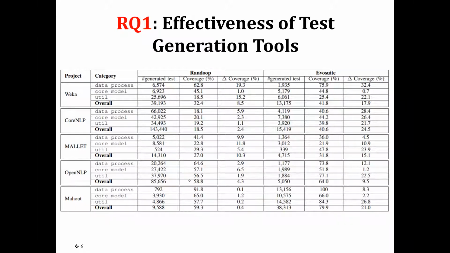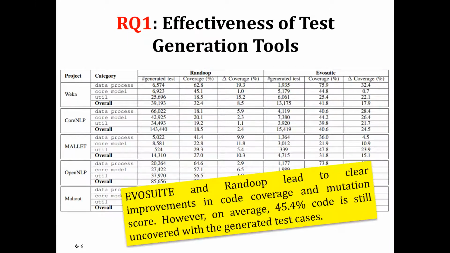However, we can also find that the improvement on some components is limited. For example, on Weka's core model, the improvement is only 1%. On Core NLP util, the improvement is only 1%. So we can say that both EvoSuite and Randoop lead to clear improvement in code coverage and mutation score. However, the improvement is limited, and on average there is still a large portion of code uncovered.